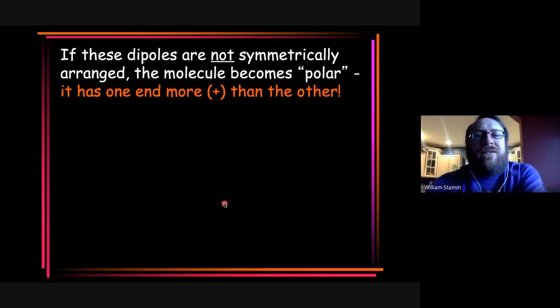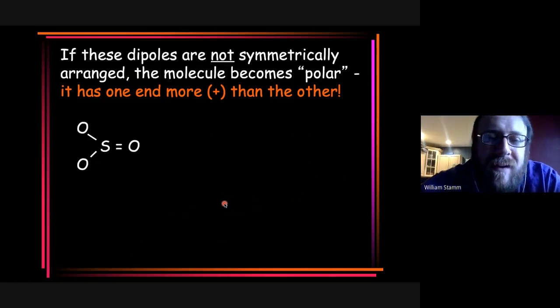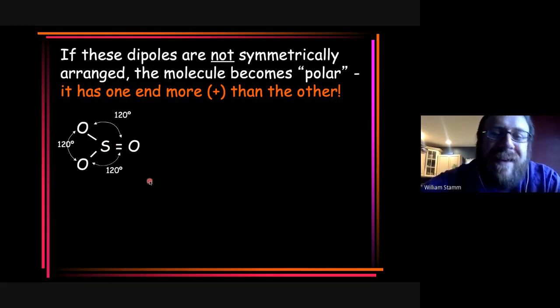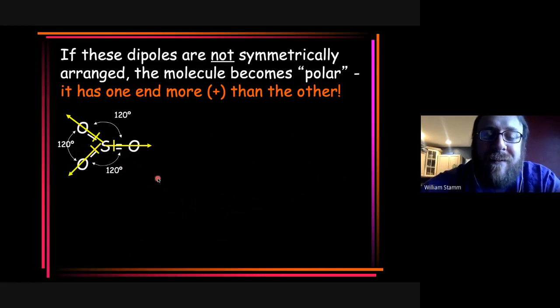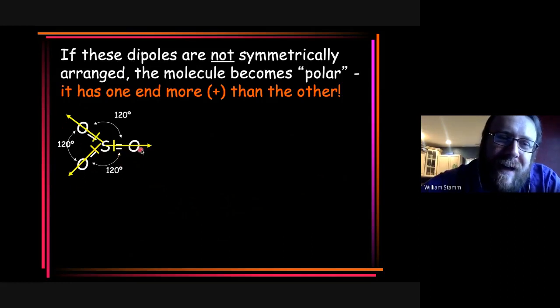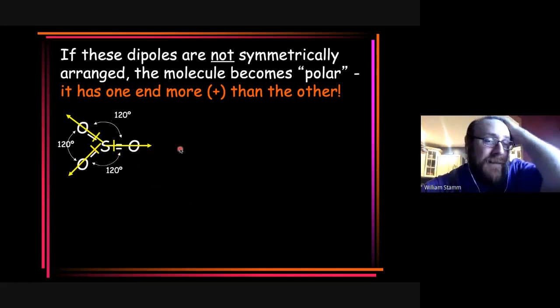Now, if these dipoles are not symmetrical, the molecule will be a polar molecule. It has one end of the molecule, the entire structure, more positive or more negative than the other, possibly. For example, SO3. This is what the structure will look like. It's technically a trigonal or triangular planar molecule. And the dipoles will look like this because oxygen does have a higher electronegativity, if you look on the chart, than sulfur does, S. So the arrows would point towards the oxygen, towards the more electronegative atom.